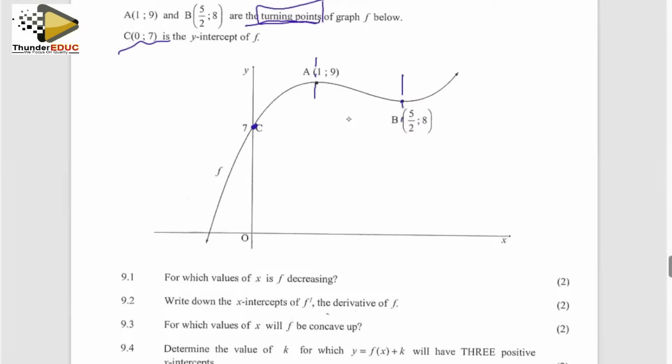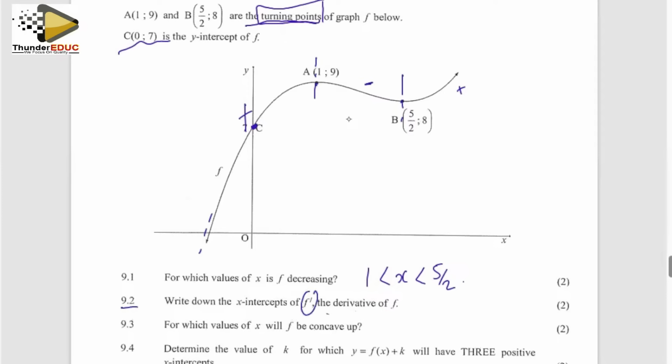So before 1, this graph is increasing, okay? That's a plus. Then between A and B, the graph is decreasing. Then after B, the graph is increasing. So since they want the values of x, we're going to say 1 is less than x is less than 5 over 2. Answered.